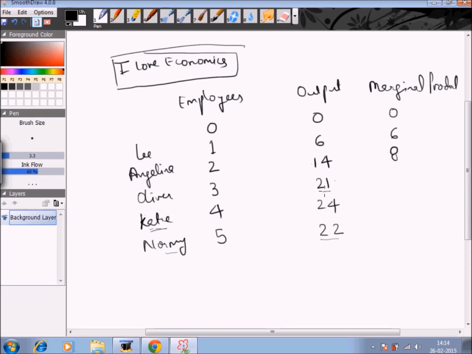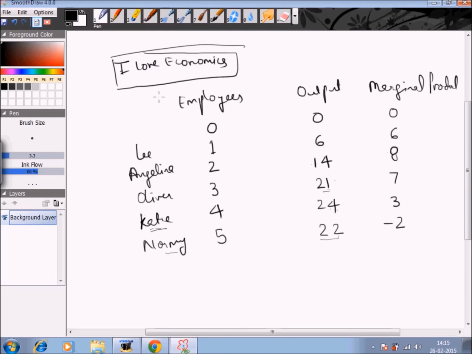8. When I employed the third person, total output has increased to 21, but per person it is 21 minus 14, that is 7. When I employed the fourth person, the output has increased to 24, but the per person output is 3, that is 24 minus 21. And when I employed the fifth employee, the output has basically decreased. That is 22 minus 24, which is negative, that is minus 2.